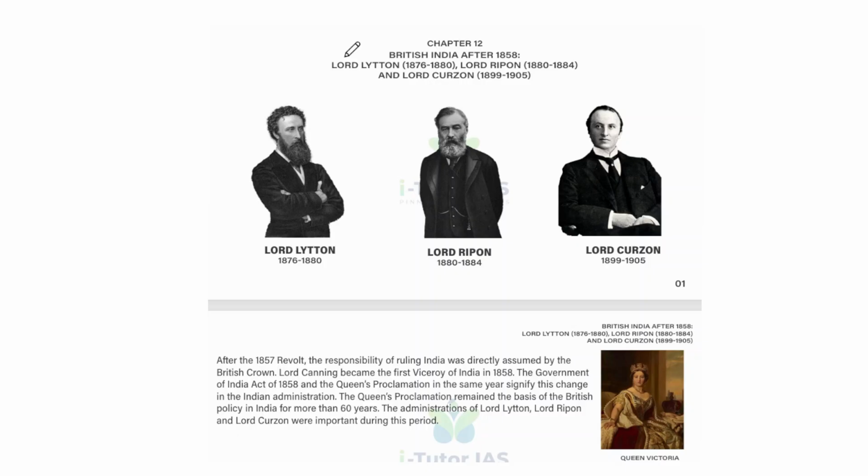In this chapter we will discuss Lord Lytton's policies on famine, the Indian press and trade, the Second Afghan War, Lord Ripon's reforms in the field of education and local self-government, the Ilbert Bill controversy and Ripon's attitude towards Indians, and Lord Curzon's reforms and the partition of Bengal. So this much we discuss in this chapter. These are the three personalities: Lord Lytton, 1876 to 1880, Lord Ripon, 1880 to 1884, and Lord Curzon, 1899 to 1905.